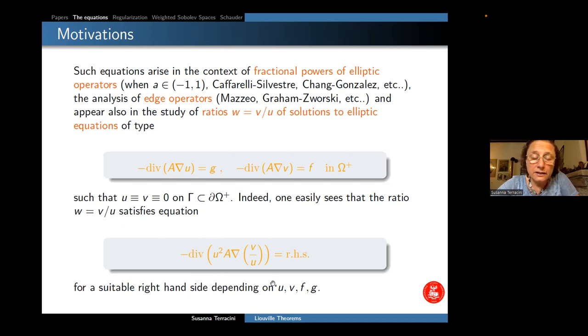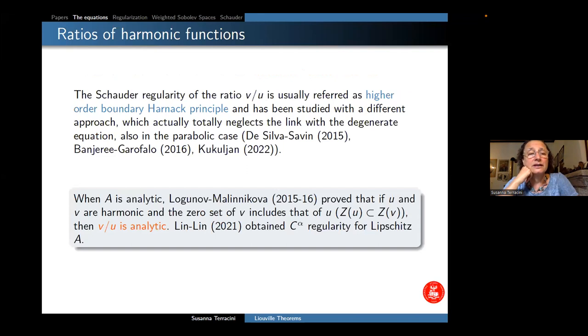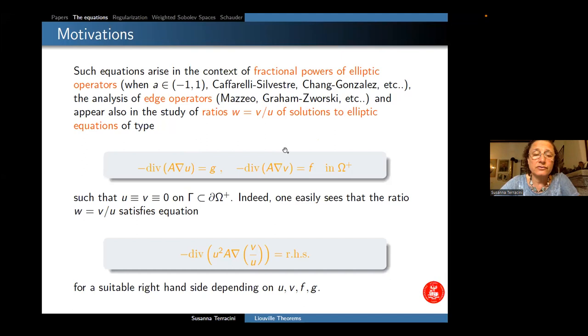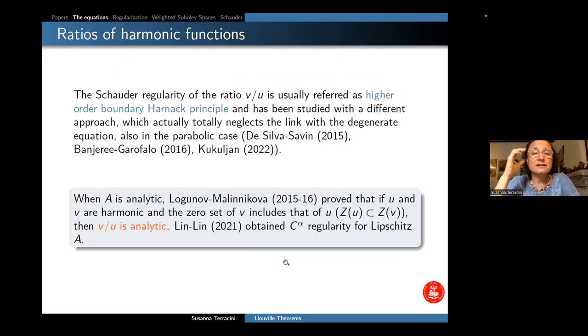So the ratio satisfies an equation with a super degenerate weight, in the presence of non-homogeneous terms G and F, also with some right hand side. Okay, so there are various reasons of interest in this class of equations.